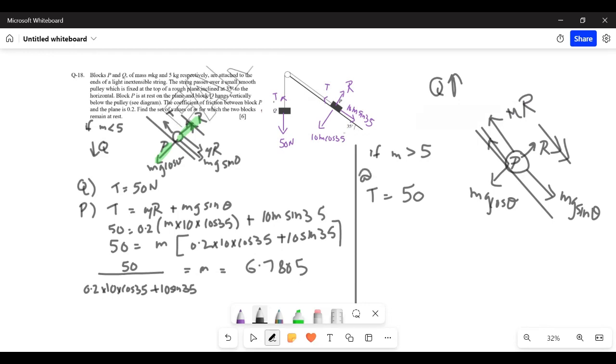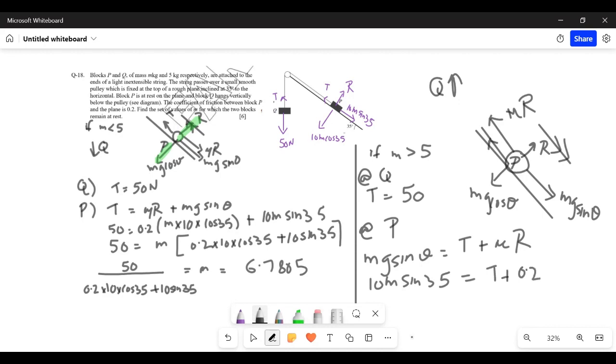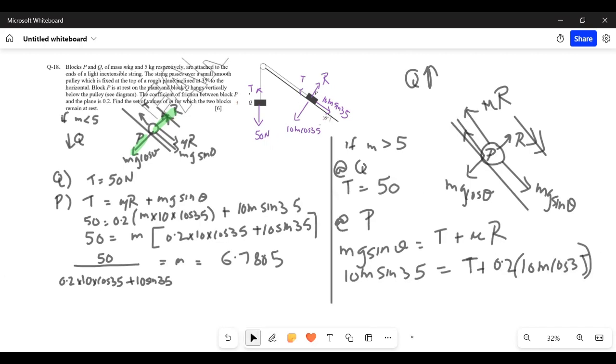This is at Q. So at P, we're going to say forward is equal to backward. So mg sin θ equals T plus μR. So 10m sin 35 is equal to T plus μ, which is 0.2, and R is 10m cos 35, and T is also 50.